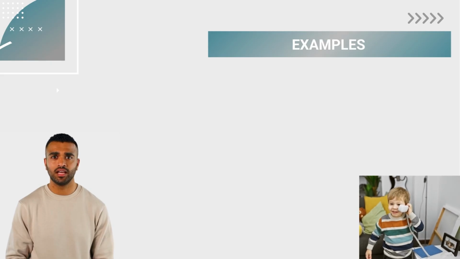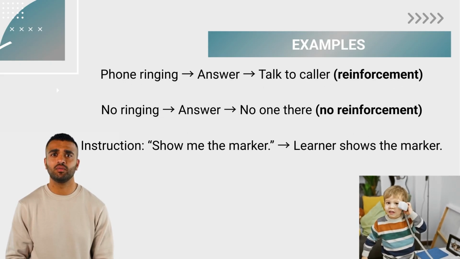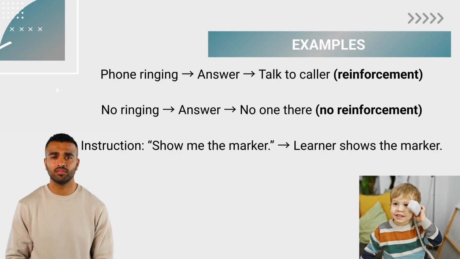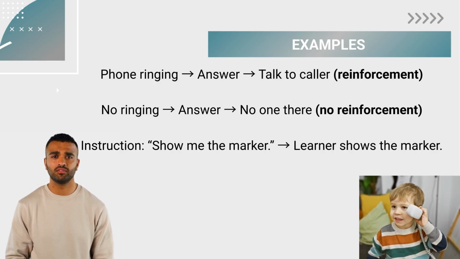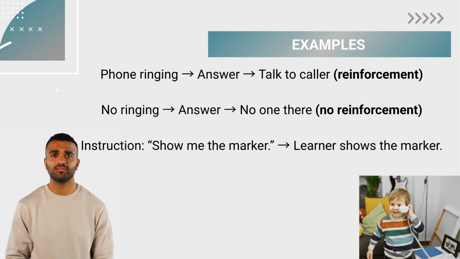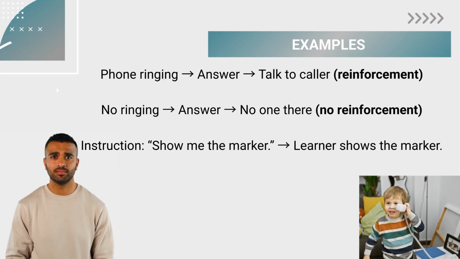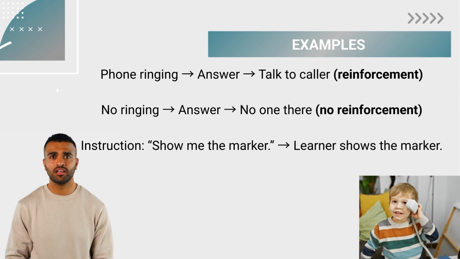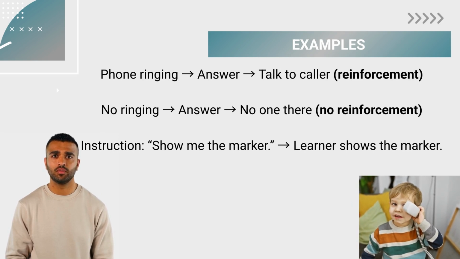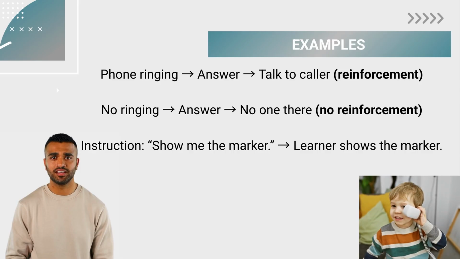For example, the SD to answer a telephone is the phone ringing with the reinforcement being talking to the person who called. But when the phone does not ring and we answer, no one will be there for us to talk to, so there is no reinforcement placed. The SD is typically the demand being placed on a learner. For example, if you state to a learner, "Show me the marker," the statement "show me the marker" is the SD.